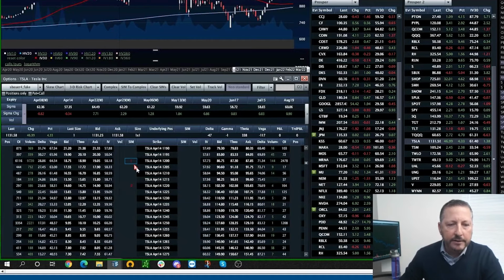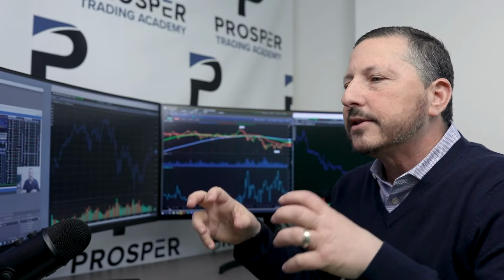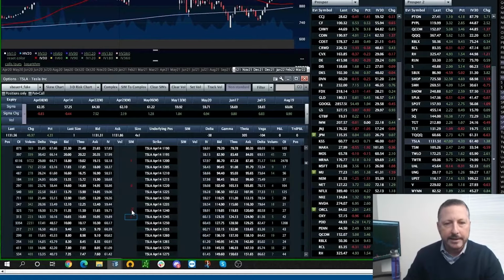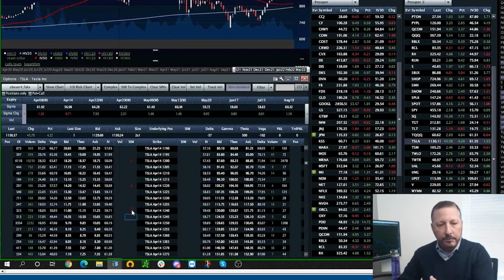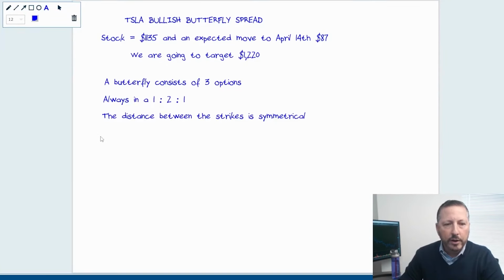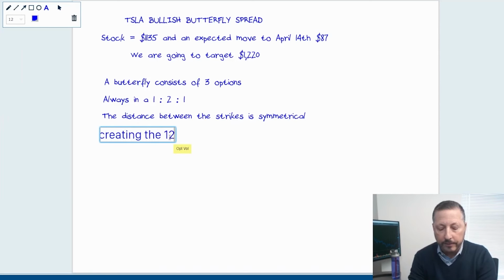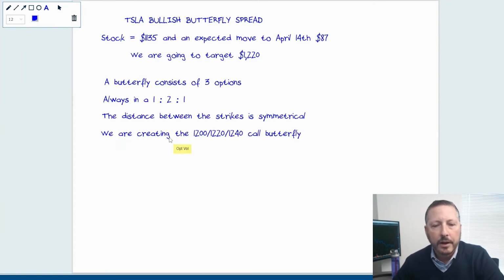So let's create a $20 wide butterfly, and we could create anything we want, $5, $10, $20, $50 if we want. The key is that the strikes are symmetrical, meaning the distance between the first strike and the middle strike is the same as it is between the middle strike and the last strike. So in this example, we are creating the 1200, 1220, 1240 call butterfly. The strikes, as you can see here, are symmetrical.